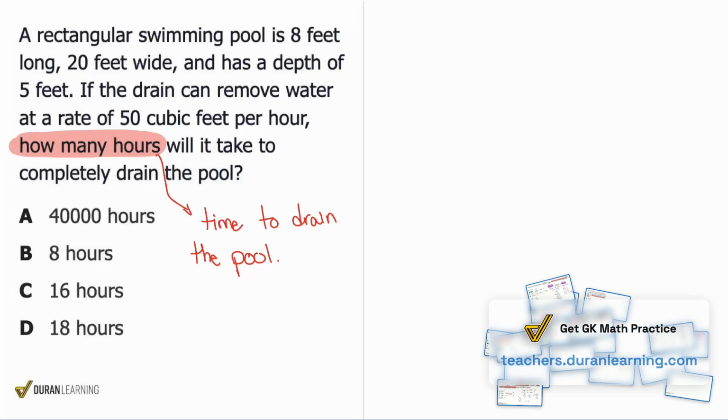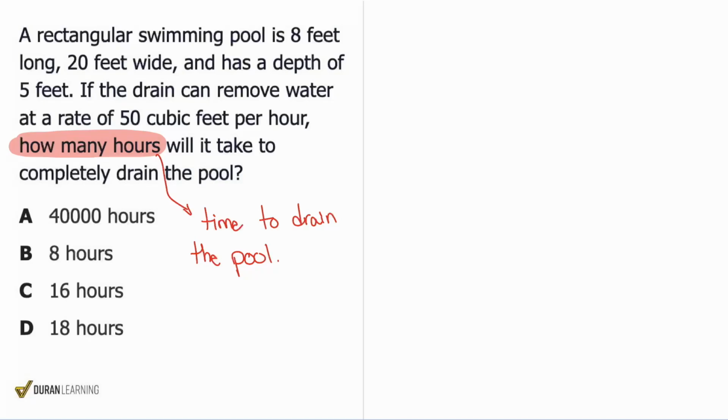So let's see if we can make any sort of sense here. Before we get past this point, I think we can all agree that how many hours does mean time. And they do very explicitly say the time it takes to completely drain the pool. So even if we don't know how we're going to get there, I think we can agree that we know what we're looking for. So that's a good step forward.